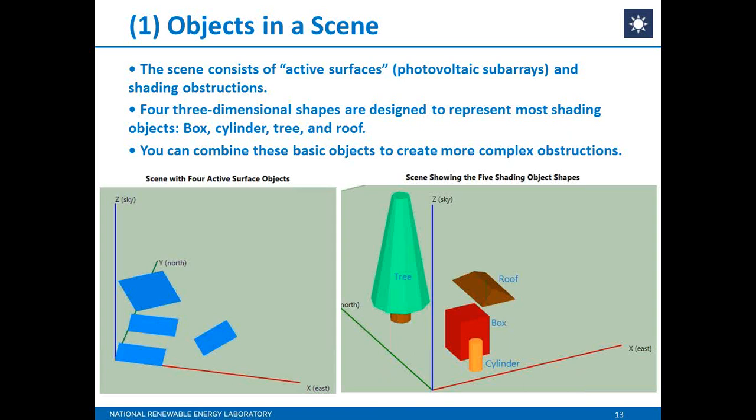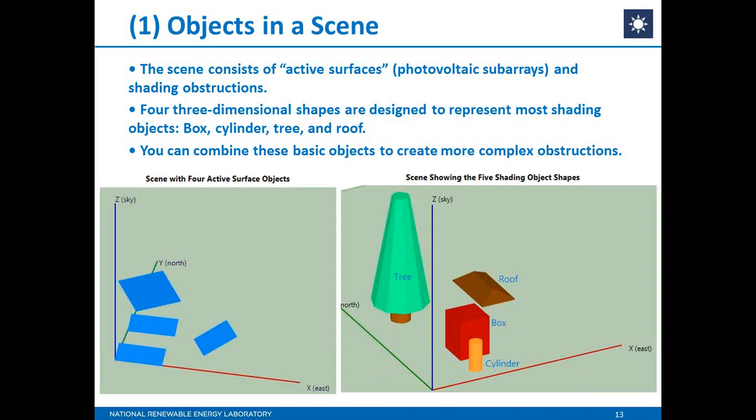And then we have obstructions, and those are categorized as trees, boxes, cylinders, or roofs. And each of these primitive objects has properties that you can change the shape of them, move them around and stuff, so that you can combine these basic objects to create more complex obstructions. And I'll show some examples of more complex scenes as we go along.